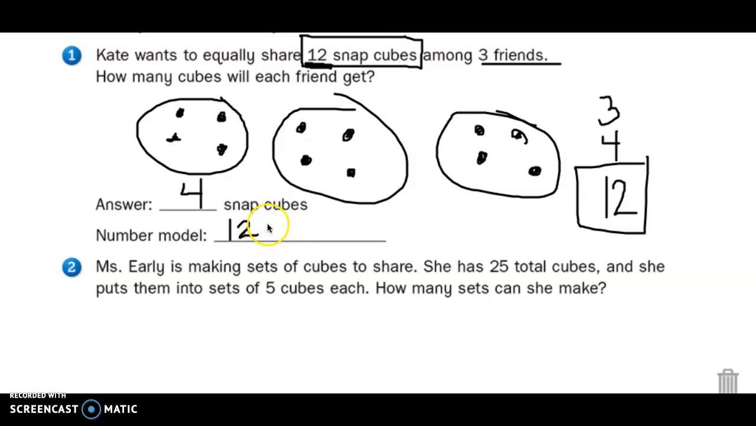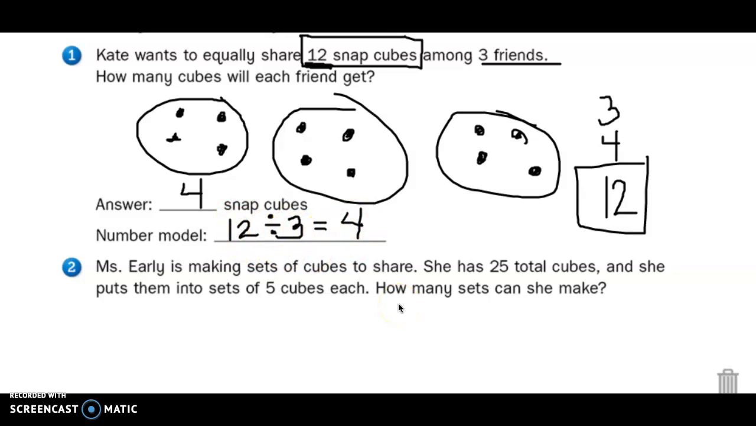Now we need to divide. So we put the division symbol, a straight line with 1 dot on top and 1 dot on bottom. We just broke up 12 cubes into how many equal groups? 1, 2, 3 groups. We broke up 12 snap cubes into 3 groups. When we broke it into 3 groups, how many was in each of these groups? 1, 2, 3, 4. Look at that, 3rd grade. You are dividing. 12 divided by 3 is 4.